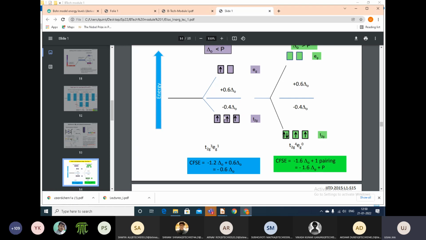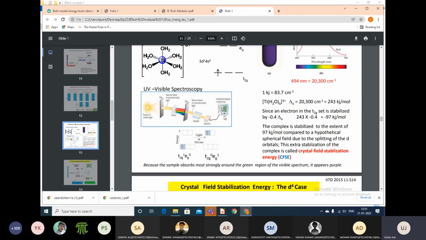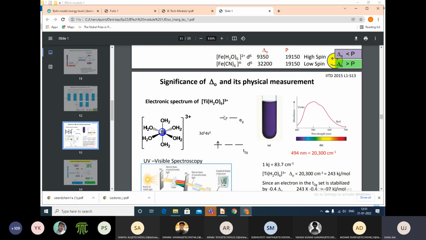I think I'll take it in the next class. Let's leave it here at this point. We will resume the class on Monday, and I will deal with crystal field stabilization energy, how to calculate it, and then look into the significance of this energy. Many of the properties of the central metal complexes could not be understood, why there was variation in properties. We will study all that in the next class.